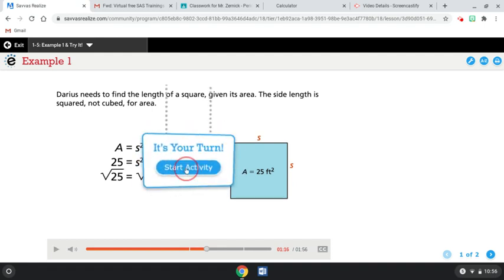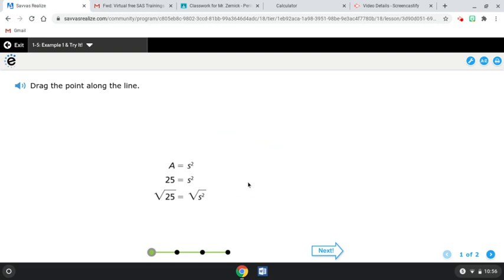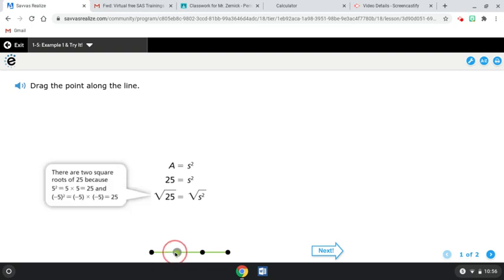If you start this activity, we could do the activity very quickly. Drag the point along the line. If we just take this point and drag it, look, there are two square roots for 25. Here's the reason there are two square roots for 25. The reason we have two answers to all square roots is because 5 times 5, positive 5 times positive 5, is equal to 25. But we also know that negative 5 times negative 5 is 25. So there are two actual answers. We just have to figure out which one makes sense.